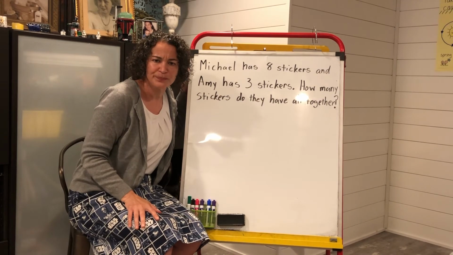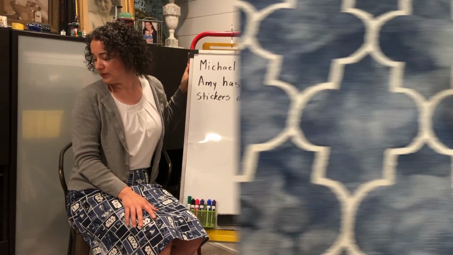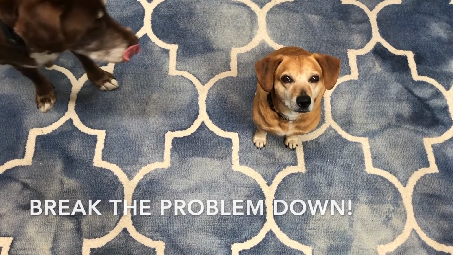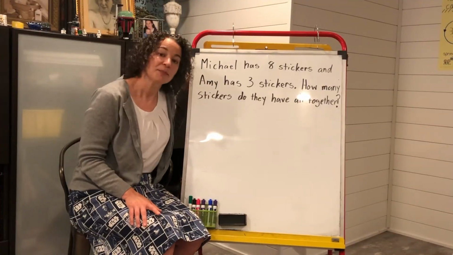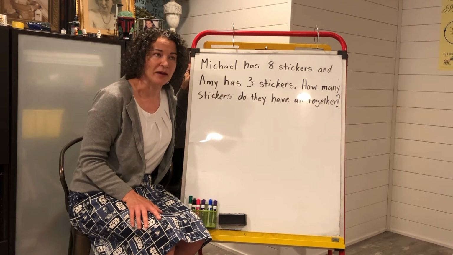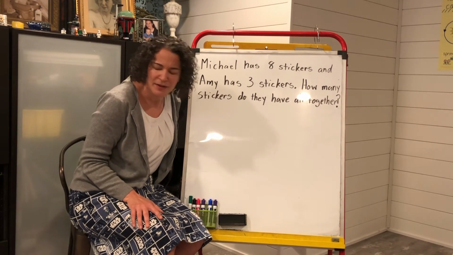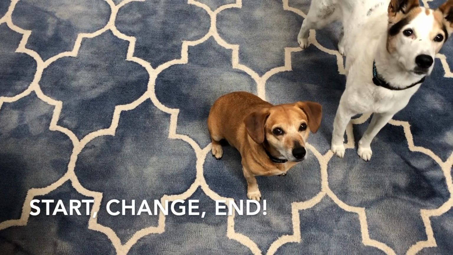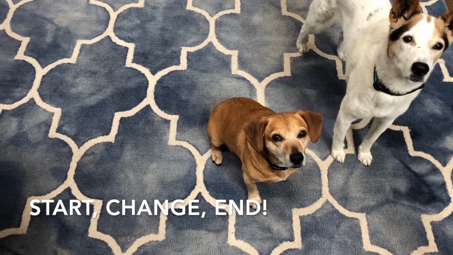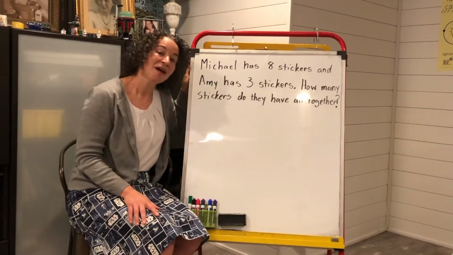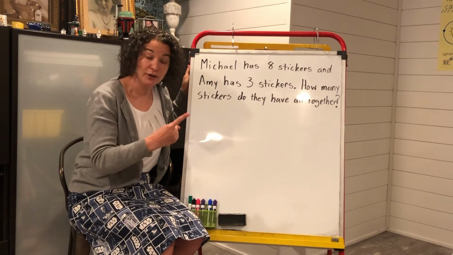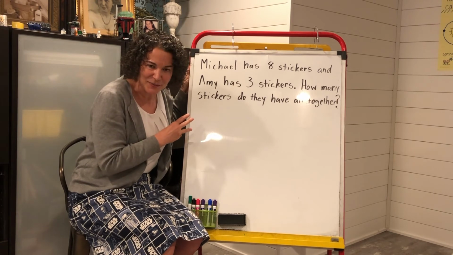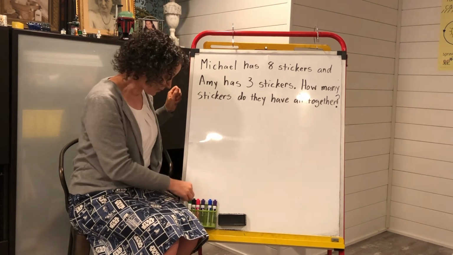What should we do? Penny, what should we do? Penny says we need to break the problem down. What does she mean? Penny, what do you mean? Penny says I have to figure out my start, my change, and my end. We've done that a lot. Easy peasy, lemon squeezy. Let's break this problem down.